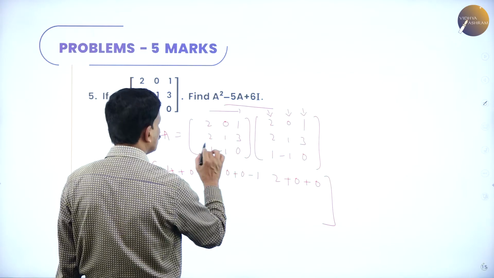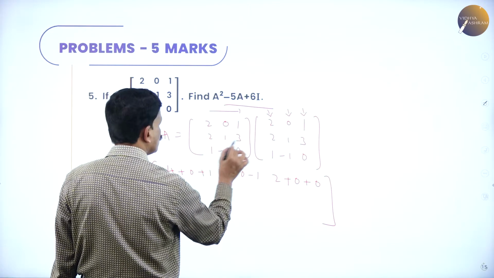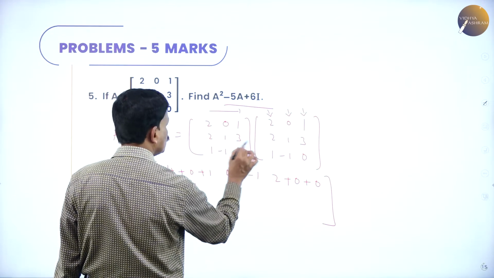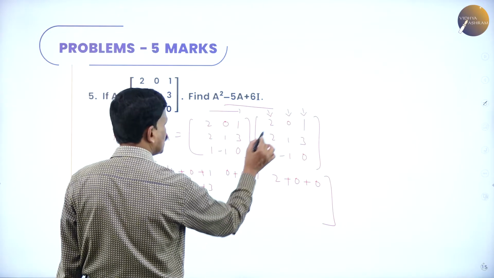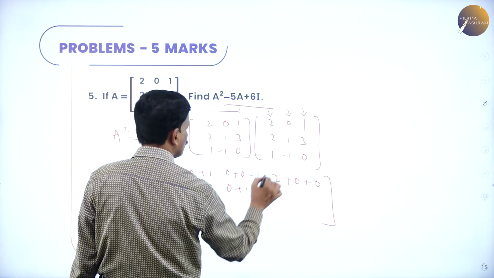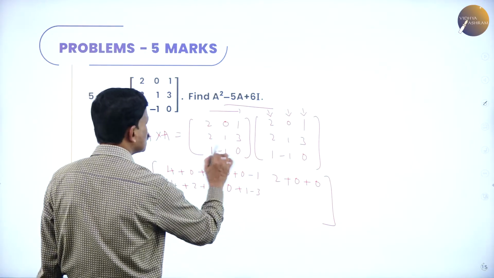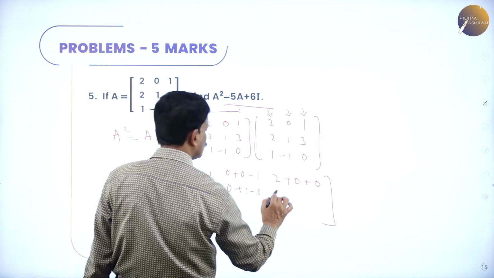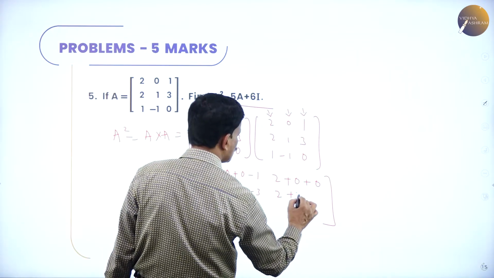Finish. Now go to the second row. 2 2s are 4, 1 1s are 1, 2s are 2, plus 3 1s are 3. Second row, second column: 2 into 0 is 0, 1 into 1 is 1, plus 3 into minus 1 is minus 3. Second row, last column: 1 2s are 2, plus 3 1s are 3, plus 0.